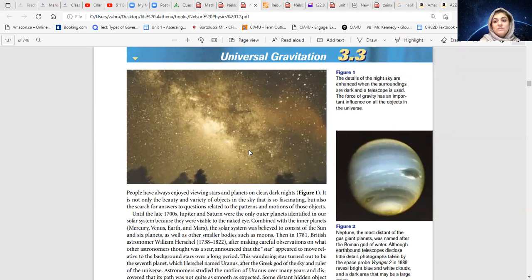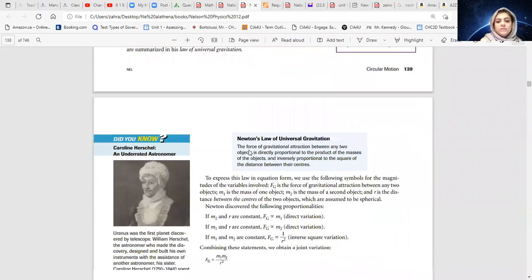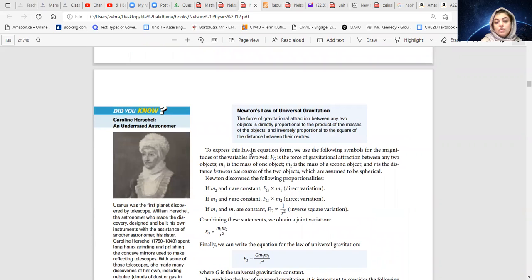3.3 Universal gravitation. Any two objects that have mass will exert a force on each other. Newton's law of universal gravitation.